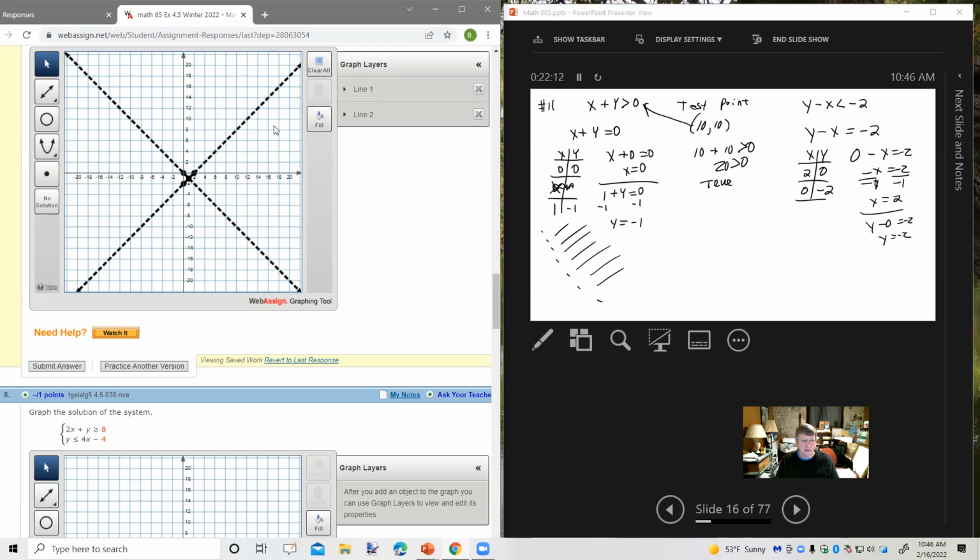All right, so we've got this one. And, oh, we could use 0, 0 as a test point for this one. We'll go ahead and do that. So test point 0, 0, plug that in there. 0 minus 0 less than -2, 0 less than -2. That is false. So for this line, it does not include 0, 0. So we would fill over here.